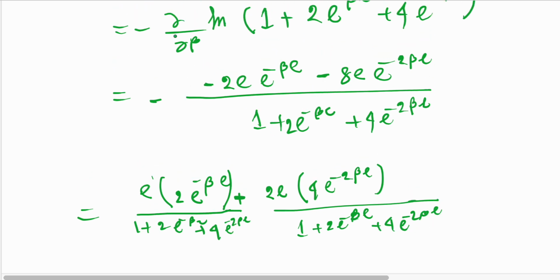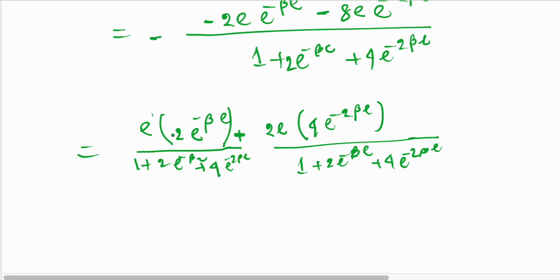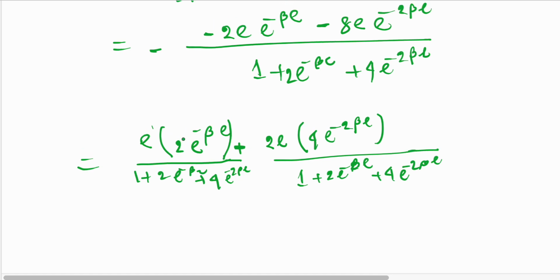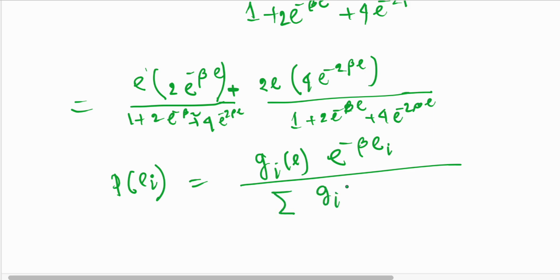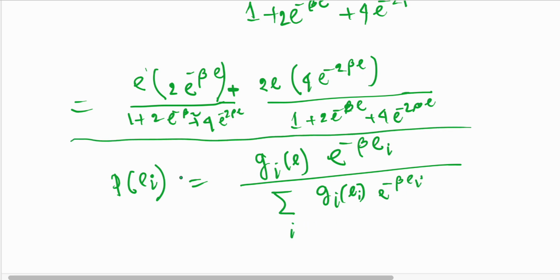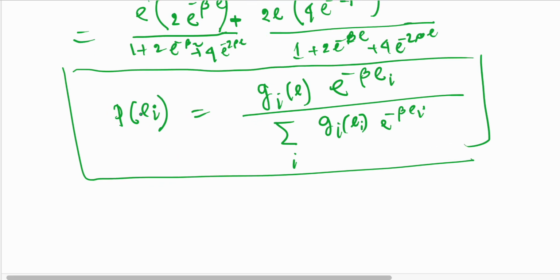Here I want to say that from here you can see that the probability of a particle staying at energy E will be nothing but 2 e to the power minus beta E by 1 plus 2 e to the power minus beta E and so on. So the probability of a particle remaining at energy E_i is the degeneracy of that energy times e to the power minus beta E_i, divided by the sum over g_i e to the power minus beta E_i. So this is the probability that a particle has energy E_i.